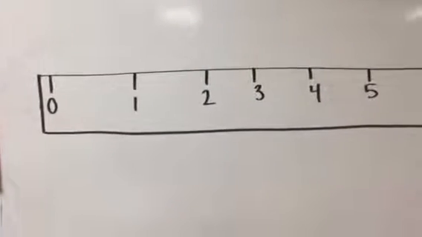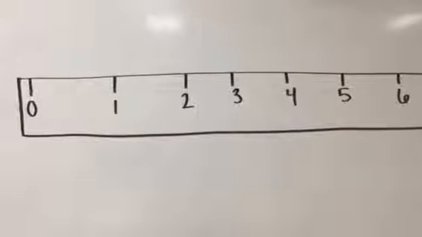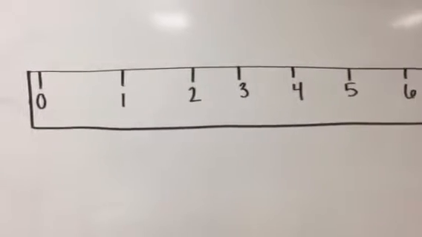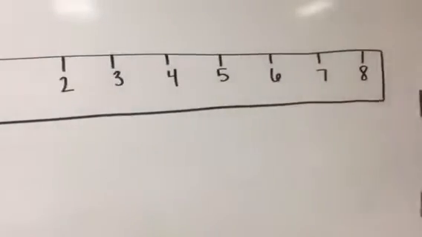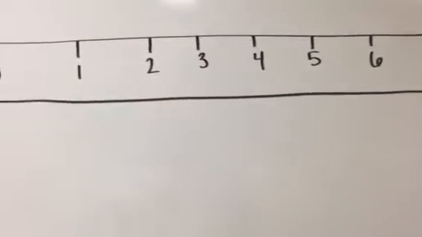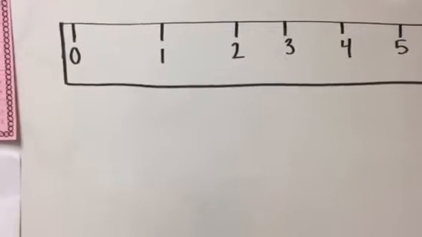Hey math friends! We are here talking about a ruler. We're going to start measuring soon, so it's really important that we understand the parts of a ruler. So here's my ruler that I drew on the board. For some reason it goes from 0 to 8 inches. I don't know why. But I'm more worried about being able to read in between each of the numbers, okay?